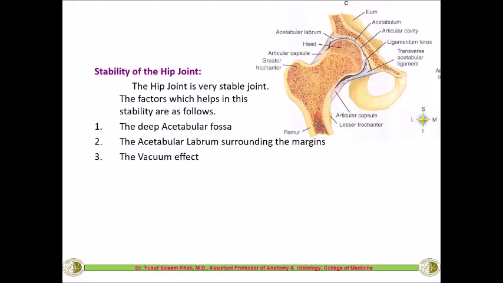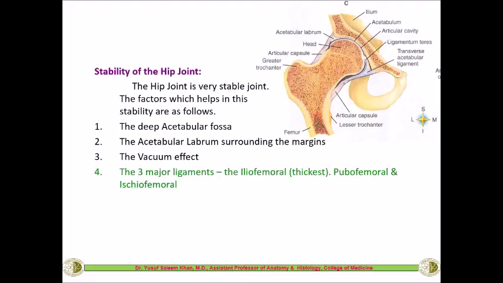Apart from that, there is a negative vacuum effect within this hip joint, which pulls the two bones, the acetabular fossa and the head of femur, together, because there is a vacuum pressure within the joint. The negative pressure is there within the hip joint, which increases the stability. So that negative pressure will pull these two bones together. So they are closer, and they are more prone to stay together. Okay, so this is the vacuum effect.